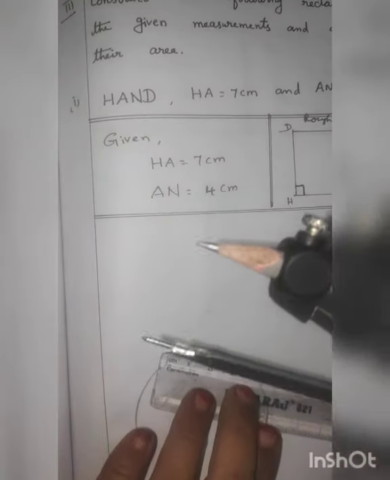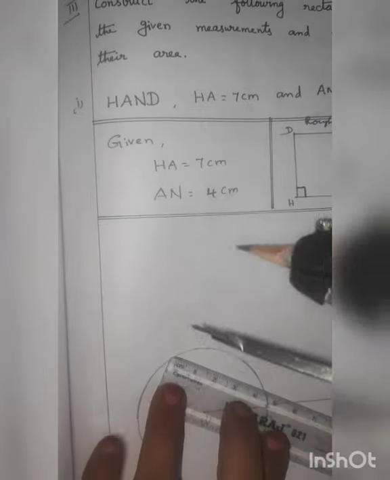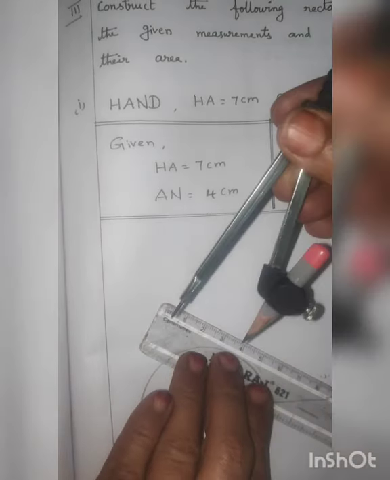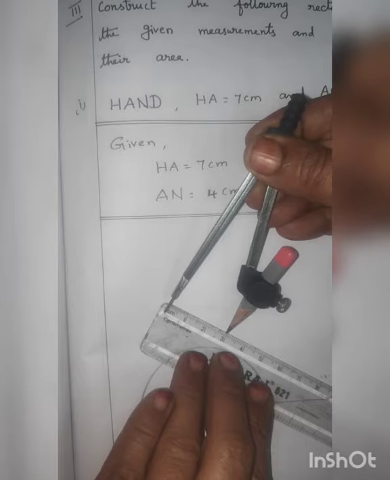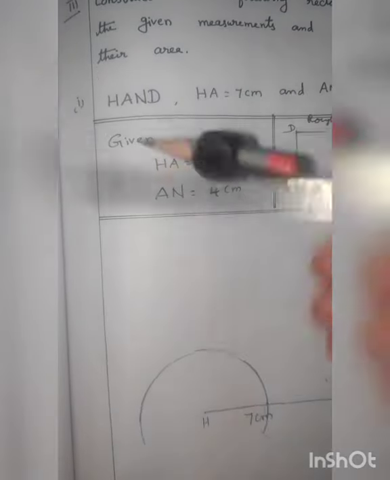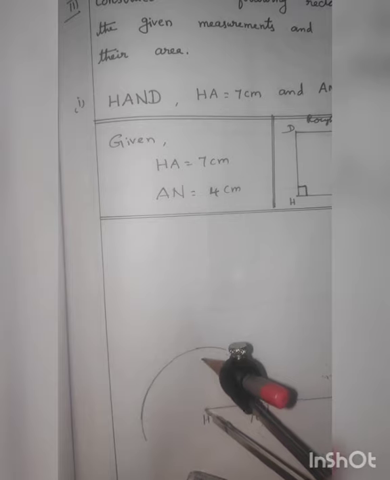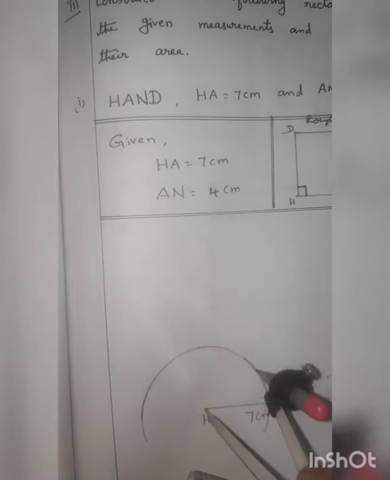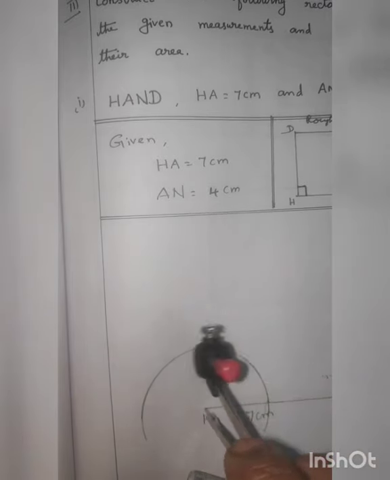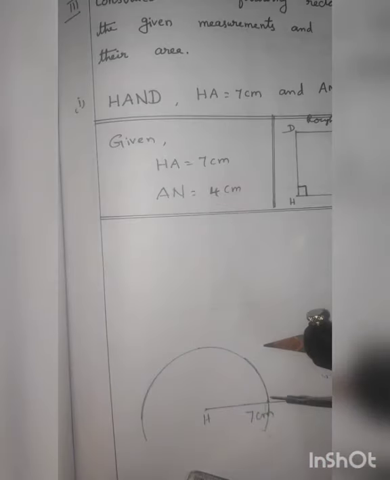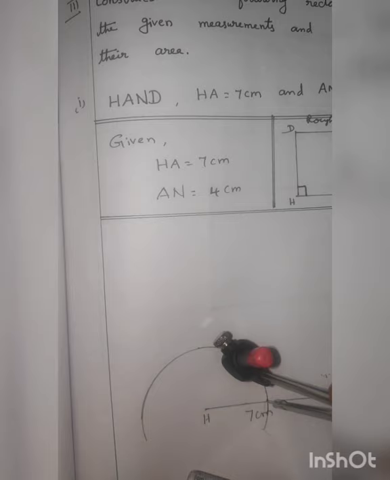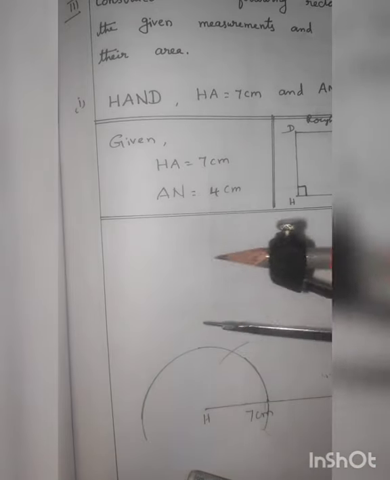Now take the compass at any radius. Now I am taking 3 centimeters. You take 3 centimeter in the compass, keep it on point H and cut the arc. The full arc should touch the line and cut it. Should not change this length. Here comes the first point. Here cut one arc, and there comes one point.